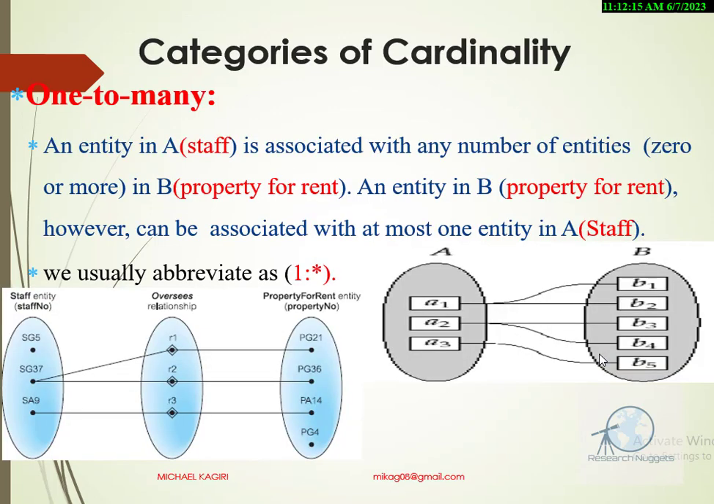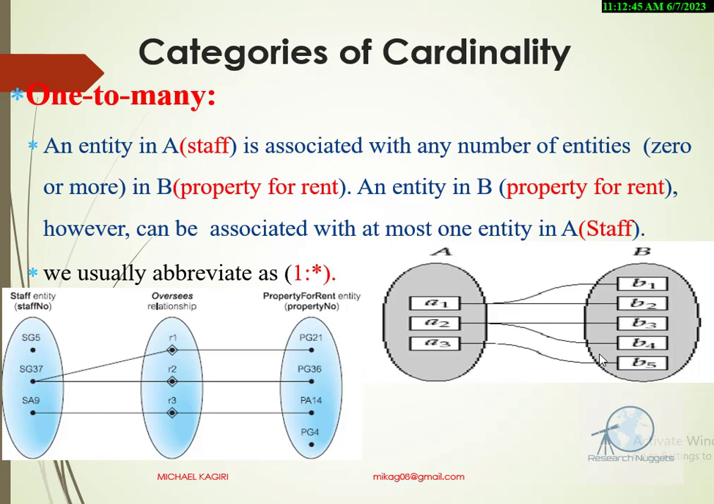Next, we move on to the one-to-many mapping cardinality. In this particular case, we normally say that one entity instance from one entity class can be associated with multiple instances from another entity class, and an entity instance from the second entity class can be associated with only one instance from the first entity class.